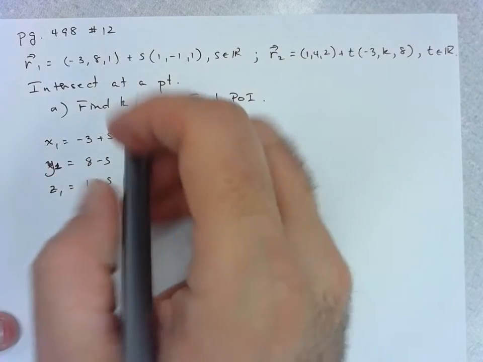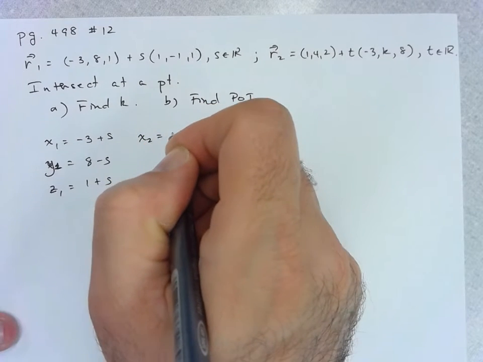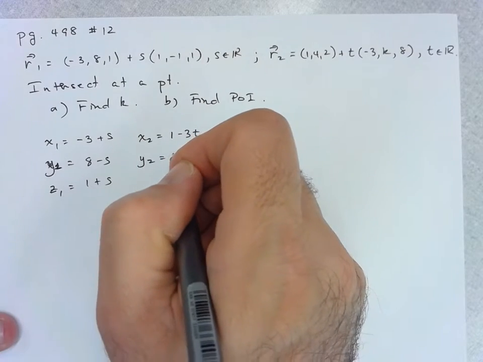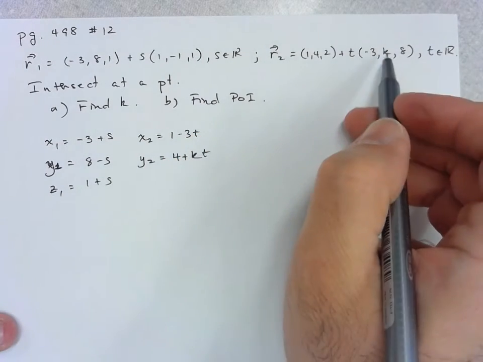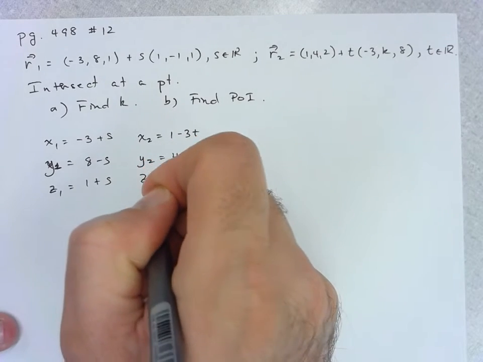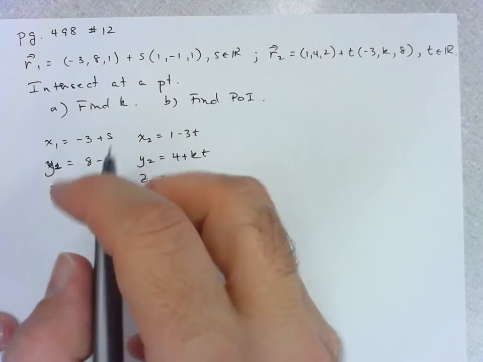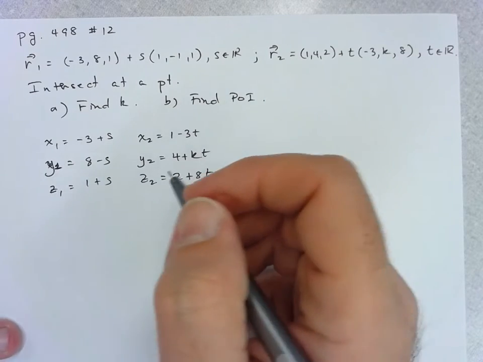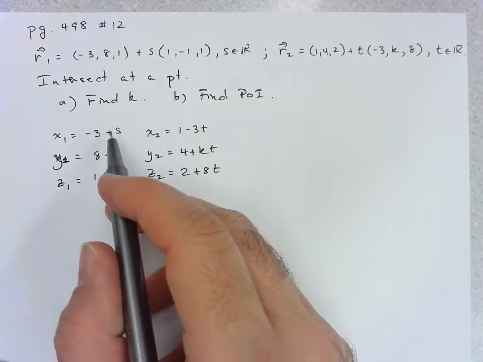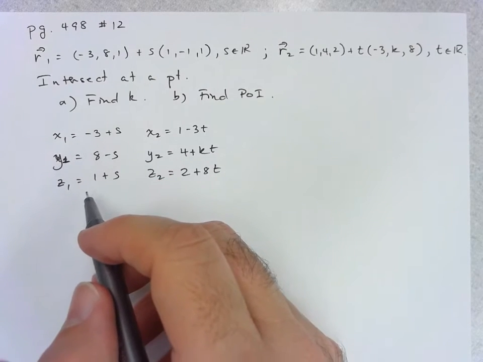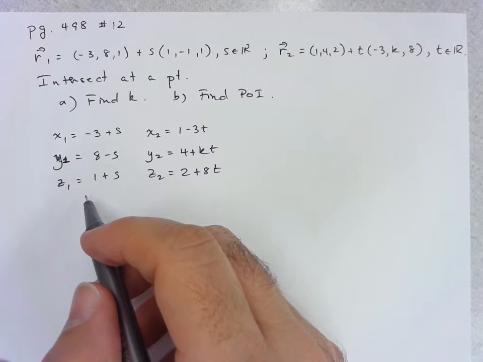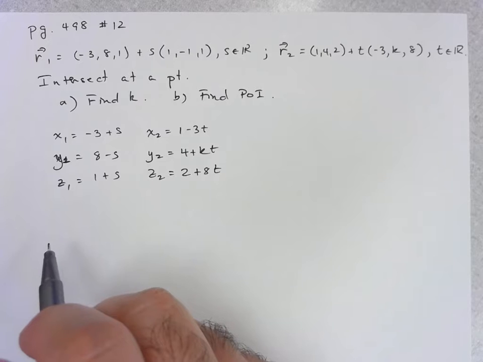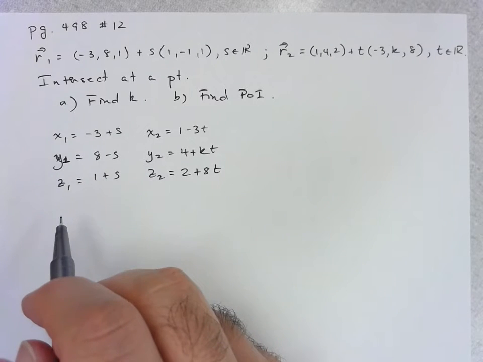Okay, then from the second line we have x2 is equal to 1 minus 3t. y2 is 4 plus kt. So here we've got our unknown value. And then z2 is equal to 2 plus 8t. Okay, so here though, we have two unknowns, yet we have three equations. So we can only work with two equations at a time. So it makes sense to work with the two equations that don't possess the unknown value of k. So we can use that to determine our s and t value.